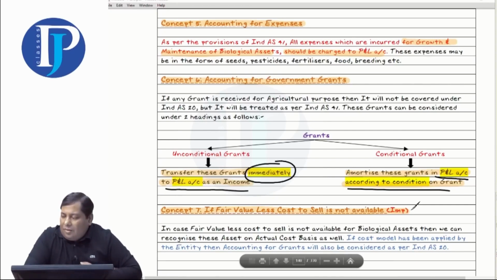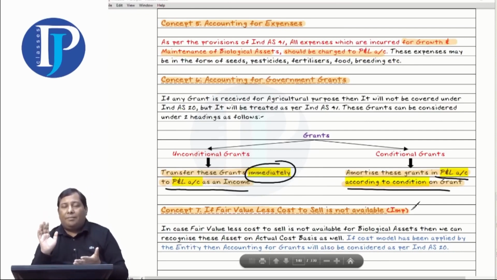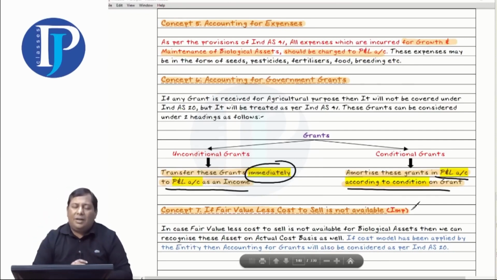Okay? Be careful about one thing. In accounting, if you have used cost instead of fair value, then accounting of government grants will be reviewed by Ind AS 20, not by 41. If you are working on a fair value model, then the accounting for grants will be reviewed by 41. If you are talking about a cost model, then it will be reviewed by 20. And in agriculture, cost is not considered, fair value is known.